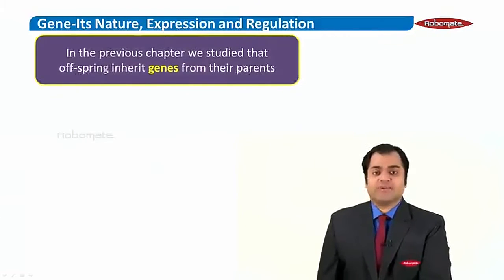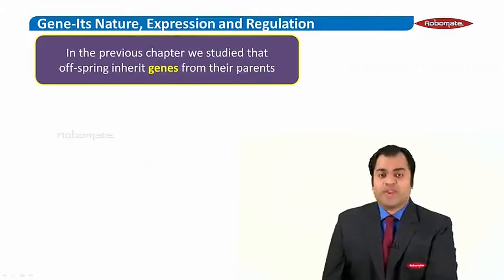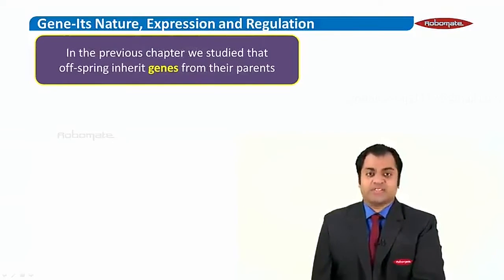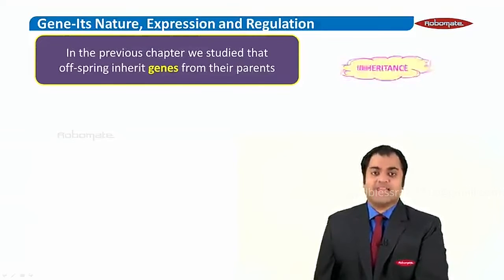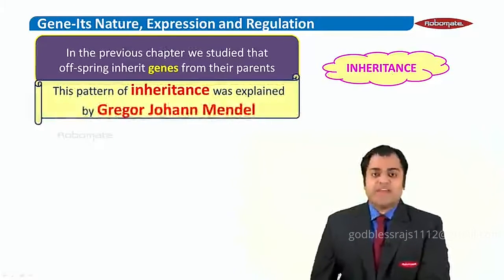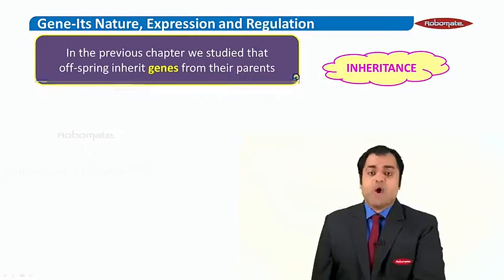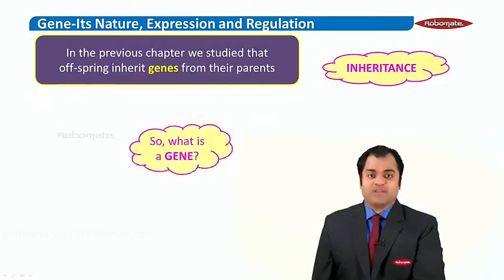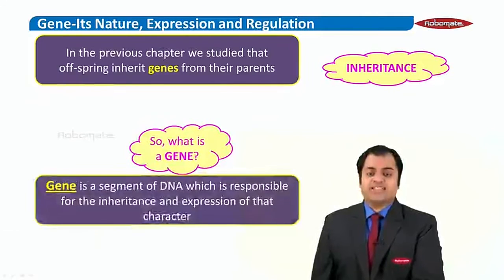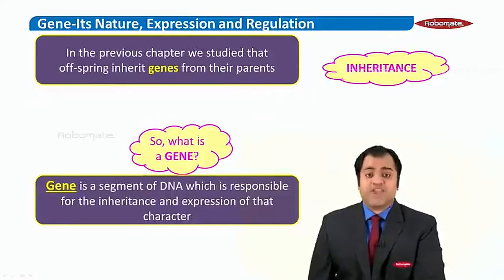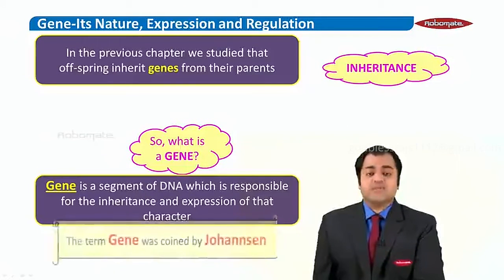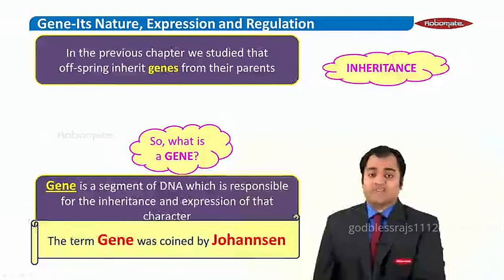Now in the previous chapter, we studied that offsprings inherit their genes from their parents, and this concept is called inheritance. This pattern of inheritance was explained by Gregor Johann Mendel, who was also called the father of genetics. So what exactly is this molecule called gene? Gene is nothing but a segment of DNA which is responsible for the inheritance as well as expression of that character. The term gene was coined by none other than Johansen.